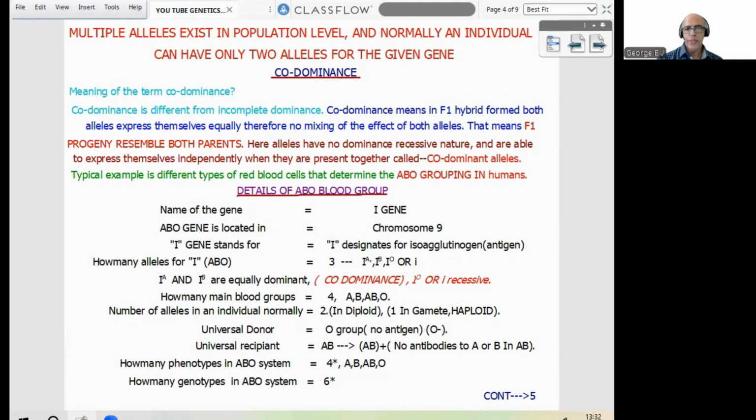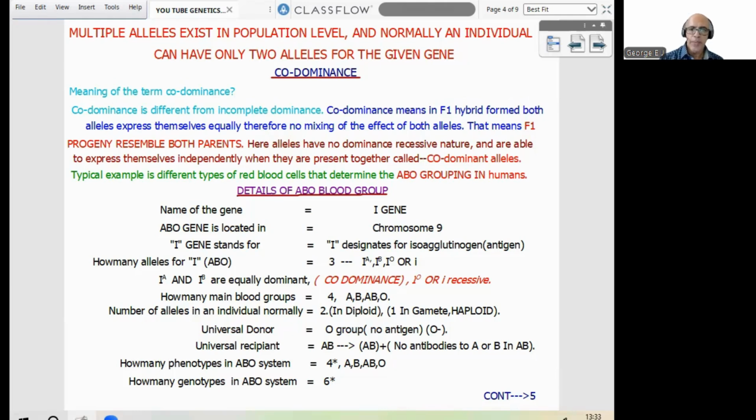Now, details of blood groups connected with multiple allelism and codominance. So all aspects, as much as possible, are given. The name of the gene is capital I gene. The ABO gene is located on chromosome number 9. Capital I gene stands for isoagglutinogen, an antigen. How many alleles for the capital I gene in the ABO system? It is 3. They are I A, I B, I O, or small i. I O and small i are the same. I A and I B are equally dominant. That is why the term codominant. I O, or small i, is recessive.